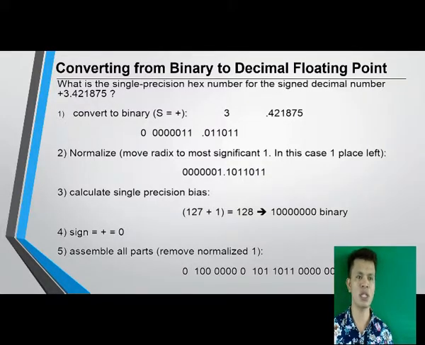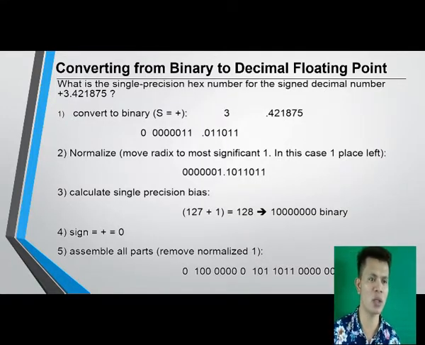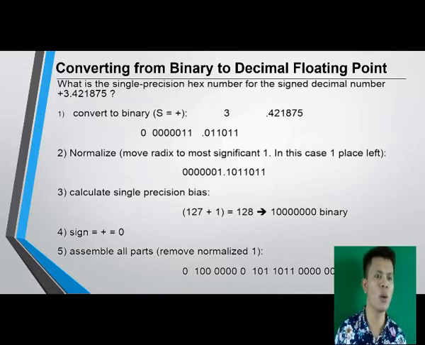What is the single precision hex number for the signed decimal number of negative 3.421875? Okay, we're going to follow these steps by converting to binary, separating 3.421875. 0.000011 is the equivalent of 3 in binary, and 0.421875 is the equivalent of 0.011011. We're going to normalize to move the radix to the most significant one, in this case 1 place left.